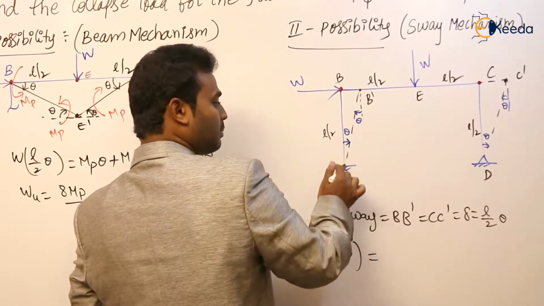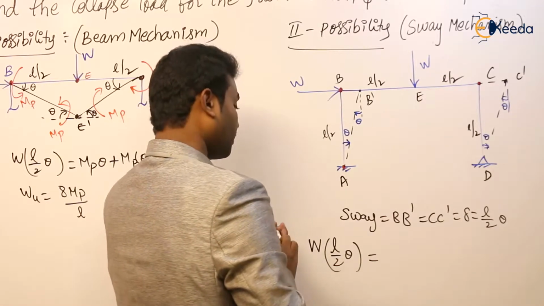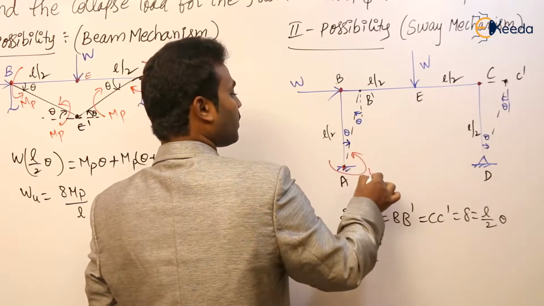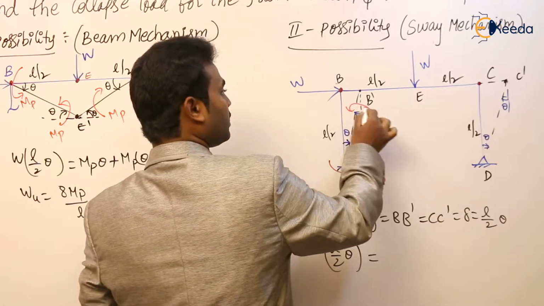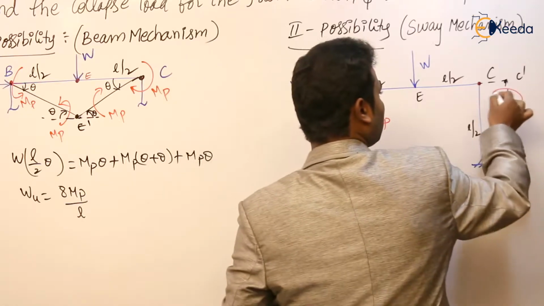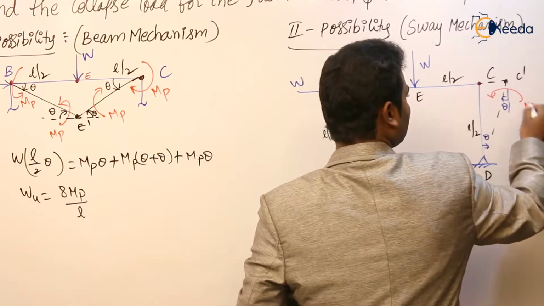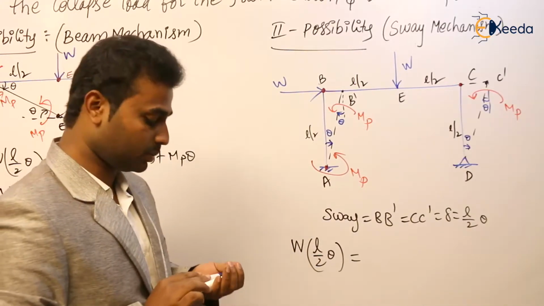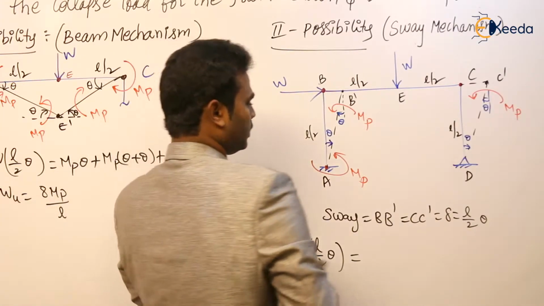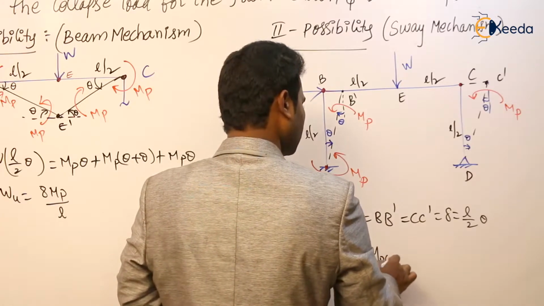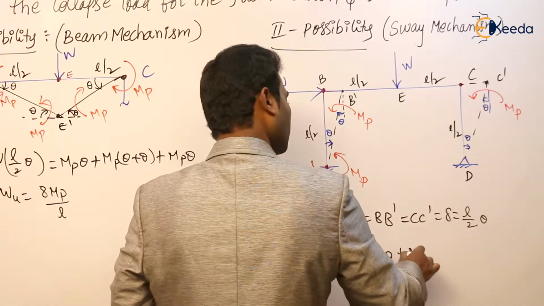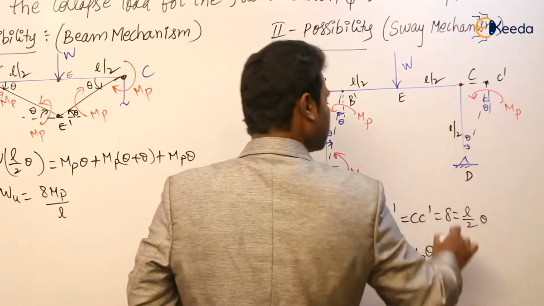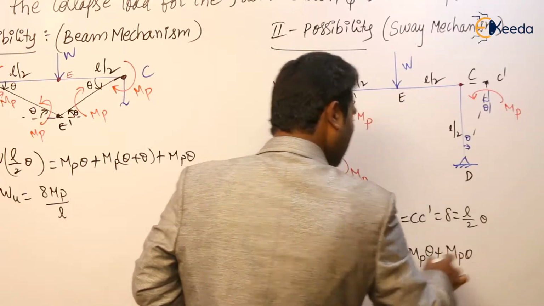So here MP will develop at A. Wherever the plastic hinge forms, at all those locations MP will develop. So here MP will develop, and here MP will develop, and here MP will develop. Now, MP into theta at A plus MP into theta at B and MP into theta at C. So finally how much? 3 MP theta.